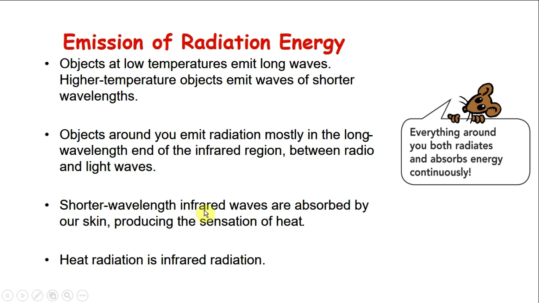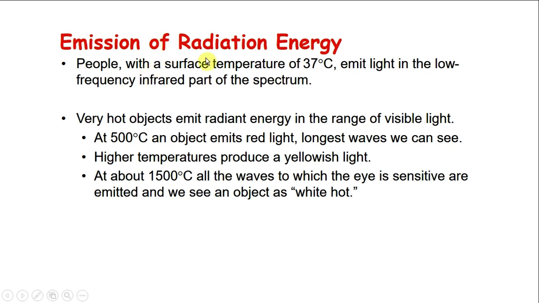Shorter wavelength infrared waves are absorbed by our skin, and this will produce the sensation of heat. So we feel hot because we are absorbing shorter wavelength infrared waves. So heat radiation is infrared radiation. People, with a surface temperature of 37 degrees Celsius, our body temperature, emit light in the low frequency infrared part of the spectrum.